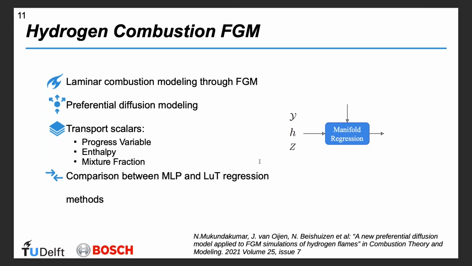Basically, during the simulation, SU2 solves the fields for these three transported scalars. It accesses the manifold containing the reaction rate data and thermodynamic state data, and then gives that back to the SU2 solver. So in this part of the presentation, I'd like to make a comparison between the MLP and LUT regression methods, showing you some simulation results, as well as the computational performance comparison between the two, just to show that it's effective as well.